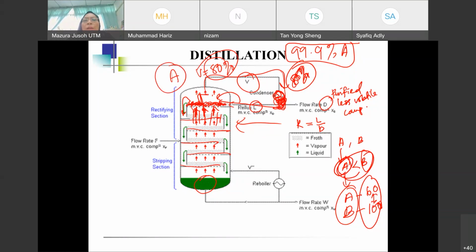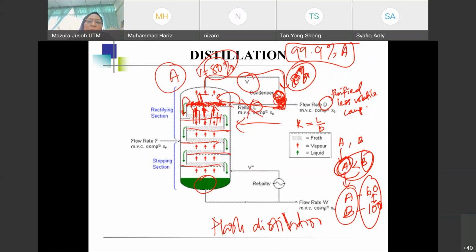If there's no reflux, then it would be a flash distillation. You don't call it a distillation column. It will be called a flash distillation, okay? Sometimes a flash distillation does have some plates, but there's no point of having a plate actually if you don't have a reflux coming back into the column.